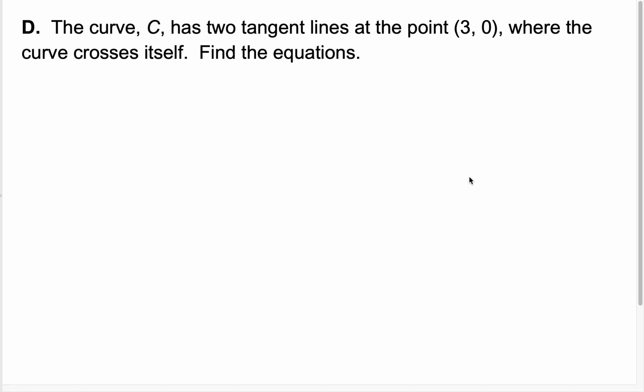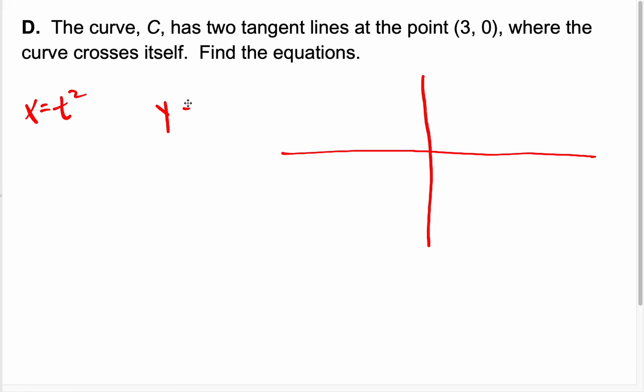Part D. The curve C has two tangent lines at the point (3, 0), where the curve crosses itself. Find the equations. First of all, I'm going to do a quick little sketch, and I'm going to show you how to use the calculator in just a little bit. If we graph x equals t squared and y equals t to the third minus 3t, it's going to come up like that and go up there. It's hard sometimes to graph it like that, but that's what it's going to look like.